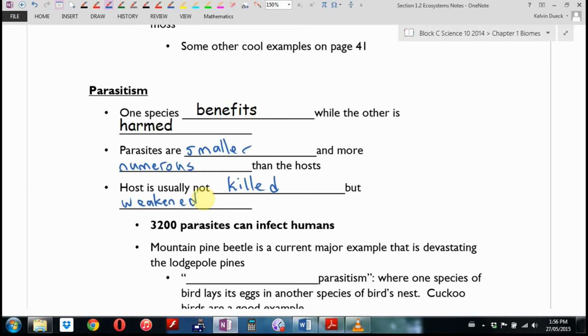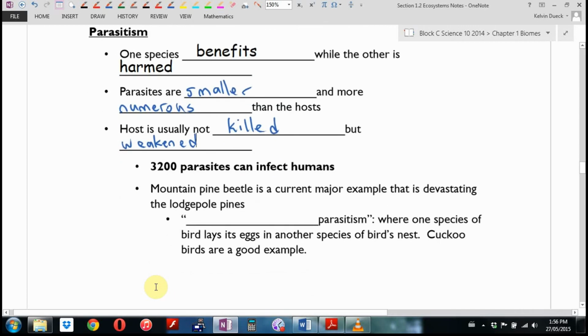If parasites can infect humans, then why do we spray our fruits and stuff with parasites? We don't spray our fruits with parasites. Pesticides. It's a different word. Okay? Good question, though. Having said that, you've led to a problem.